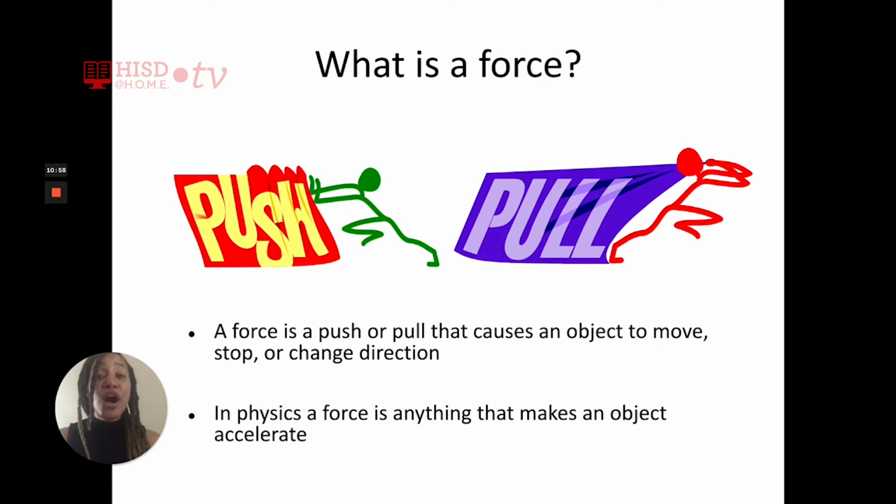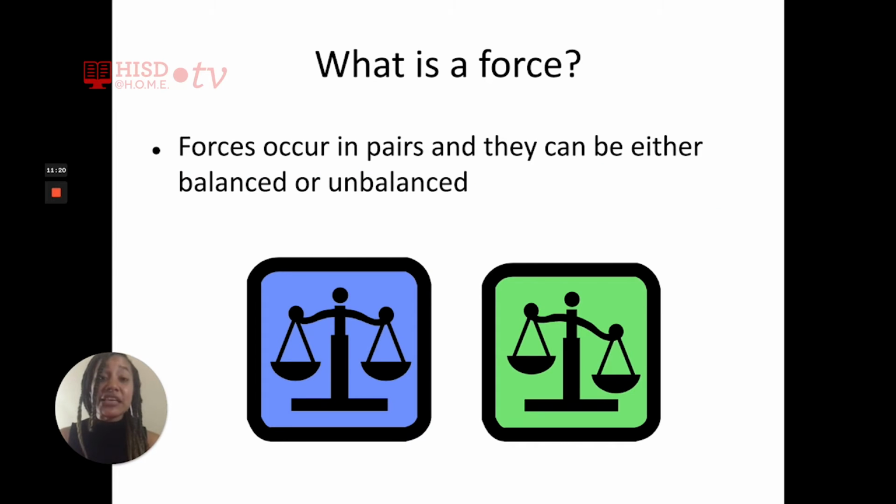So whenever you push an object or pull an object, you are putting force on that object. You're down to your last 5 seconds to fill in your foldable first section labeled forces. Let's continue. Same section. Forces occur in pairs. They can either be balanced or unbalanced. And that is what we're going to discuss today. Balanced forces and unbalanced forces.